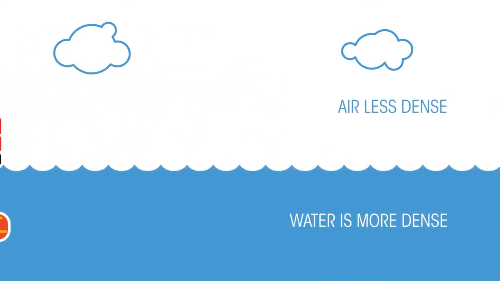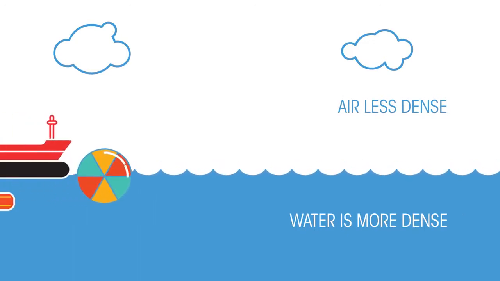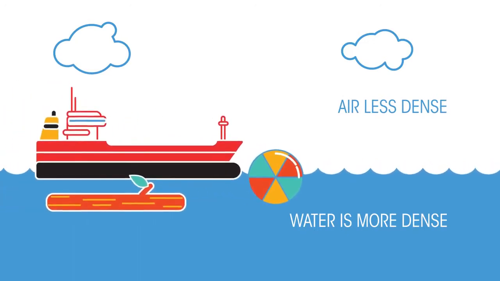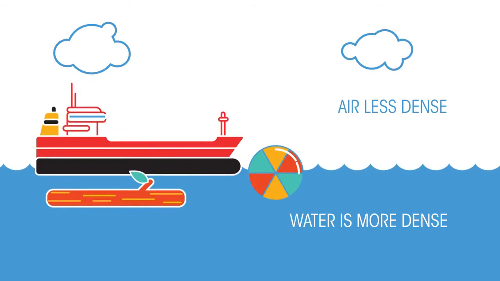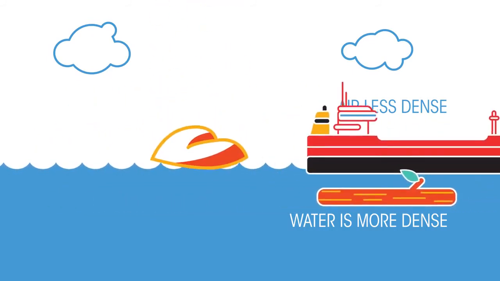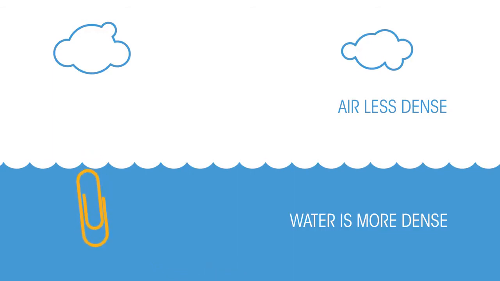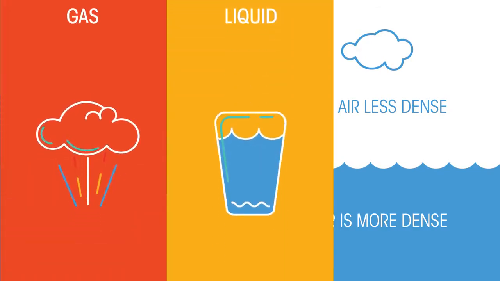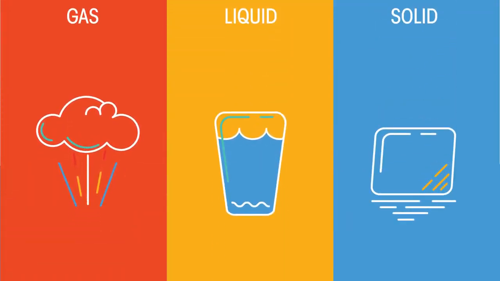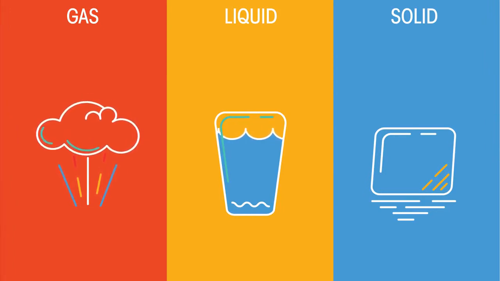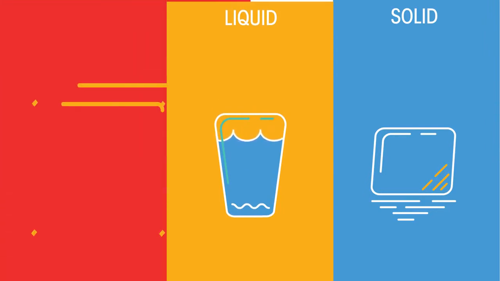Air is less dense than water. The beach ball, boat and wooden log are also less dense than water, hence they float. But the pebble and the paperclip are more dense than water, and so sink. Don't be fooled into thinking that gases are always least dense, followed by liquids, and solids are most dense. This just isn't the case.